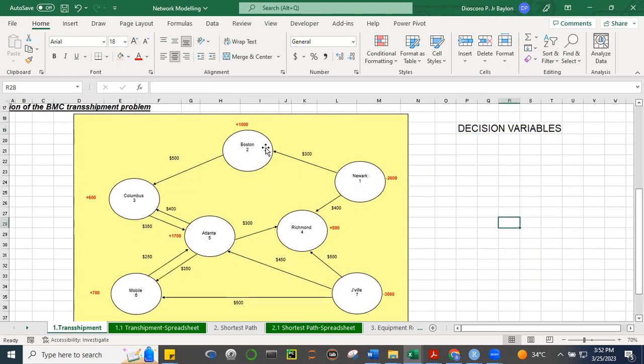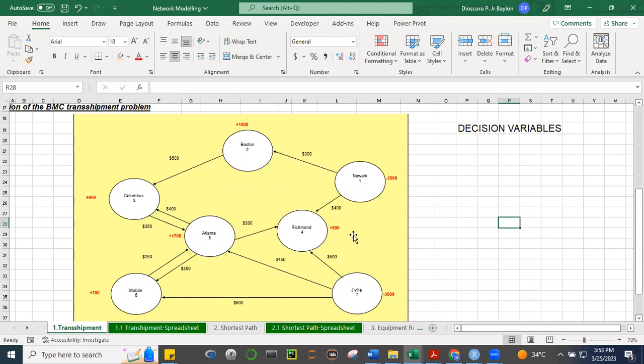As many as the arcs. The arcs are the lines connecting the nodes. So how many arcs you have is the number of decision variables, because that represents the flow of the items, in this case, cars. So from Newark, this is decision variable 1: how many cars should be shipped from Newark up to Boston, and then from Newark up to Richmond, etc.